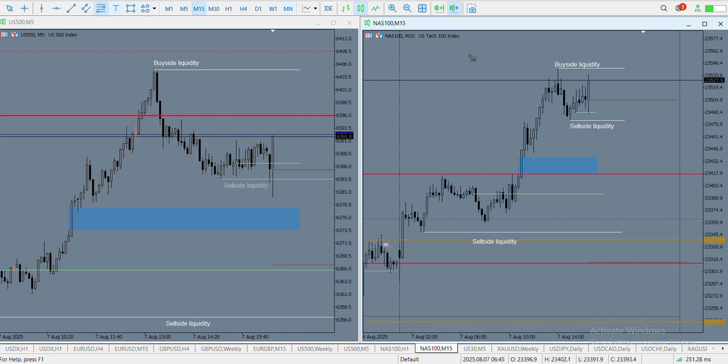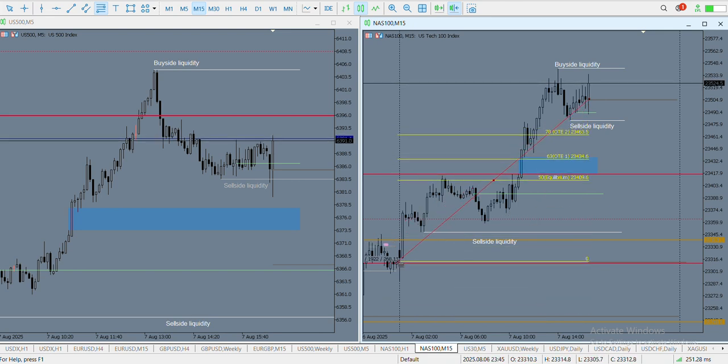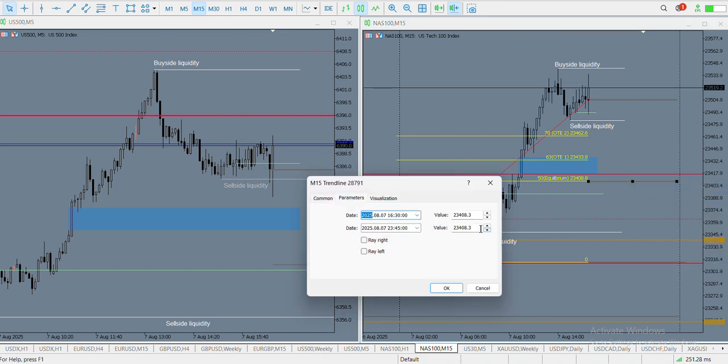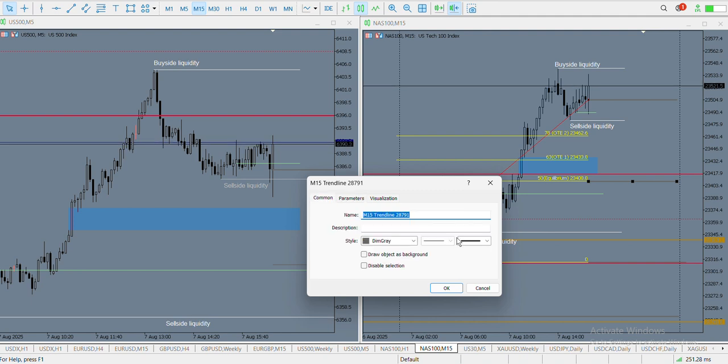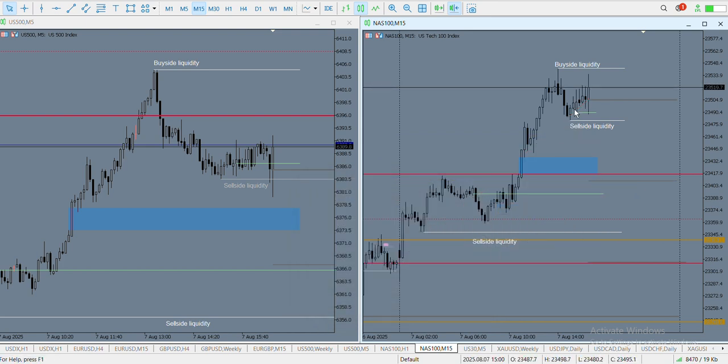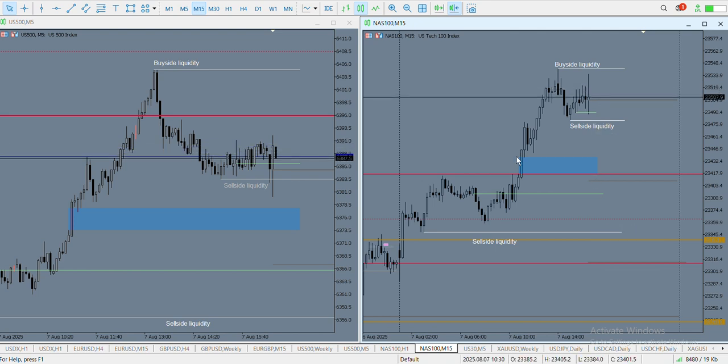So there we go. I want to annotate also the midpoint. So this is 23,408.8, and that is that. There we go. Ideally, I'm supposed to highlight the quadrants of this opening range gap, but I'm not really going to do that today.